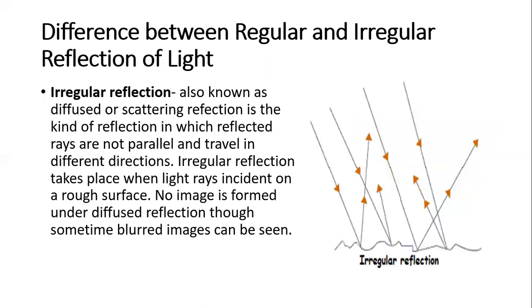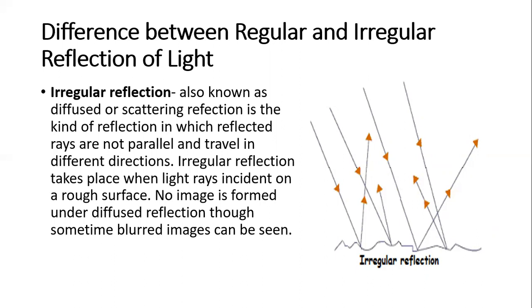Irregular reflection, also known as diffuse or scattering reflection, is the kind of reflection in which the reflected rays are not parallel and travel in different directions. Irregular reflection takes place when the light rays are incident on a rough surface. No image is formed under diffuse reflection, though sometimes blurred images can be seen. As you can see there, the incident rays hit a rough surface, creating the rough reflected rays.